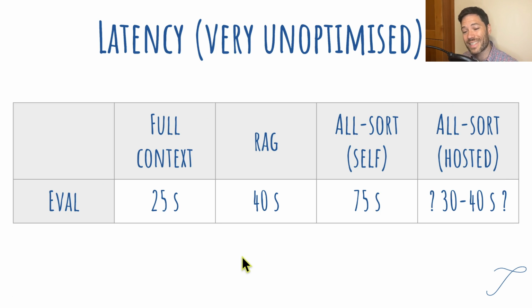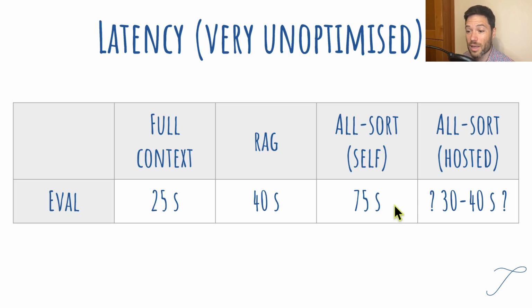Last off, on latency, and this is extremely unoptimized. I'm just giving it because I think it's useful to know, but it probably isn't representative once you improve. GPT-4 can have very different times for making the same request in my experience, so it's hard to say exactly what the latency is. For the full context, I ran a request. It took 25 seconds. With RAG, that's including the embeddings and the time to hit GPT-4, it took me 40 seconds, but again, that could be just variance in the time for the OpenAI request.